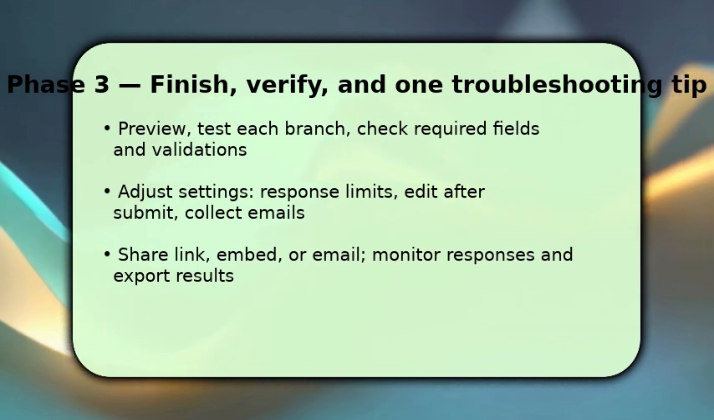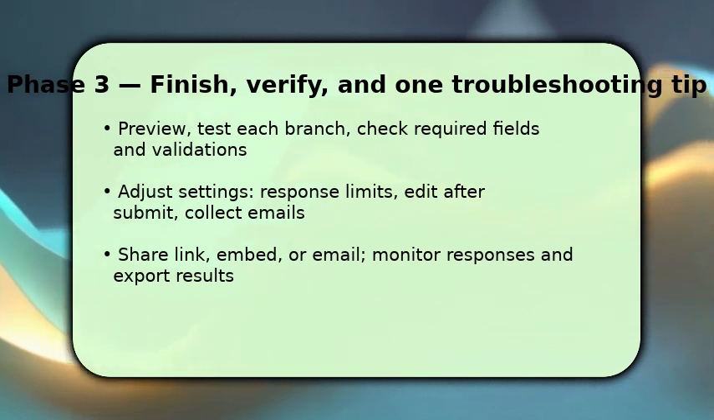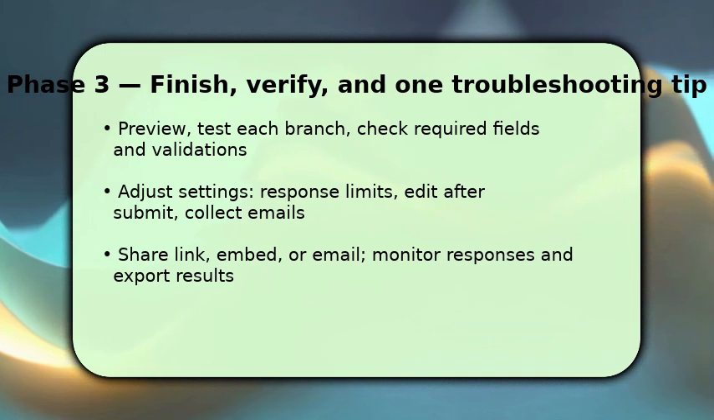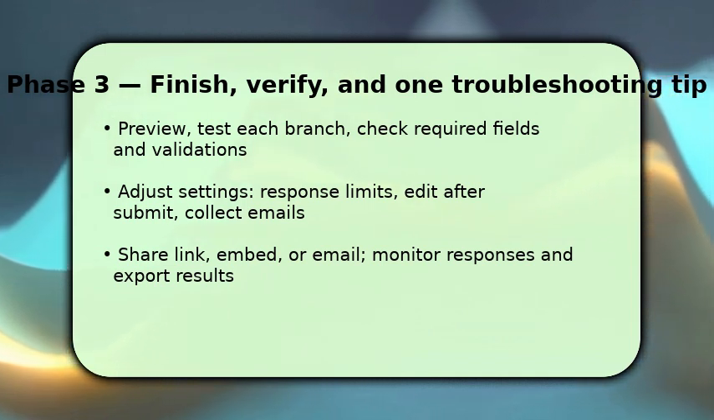If something goes wrong, first test in preview mode and check section branching. Most errors are misrouted sections or incorrect go-to-section rules.